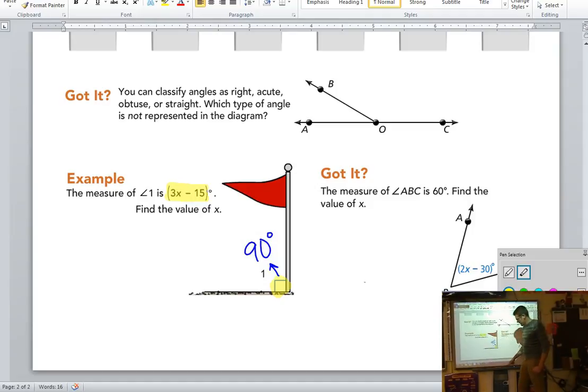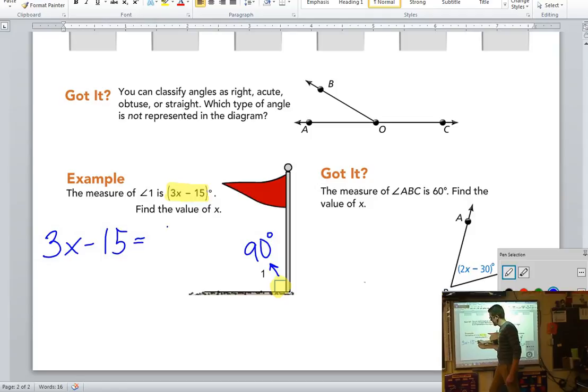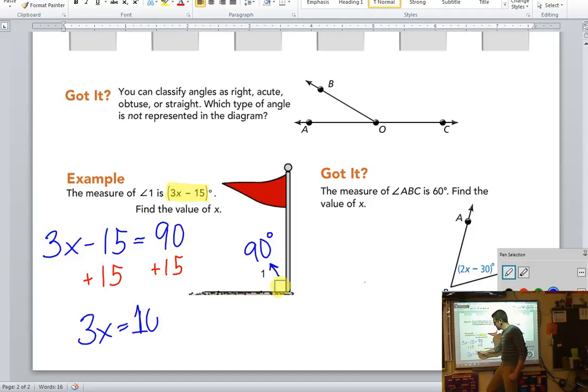So this is when it really turns into the equation solving. I know this angle is equal to 90. I also know this angle is equal to 3x minus 15. So we set up 3x minus 15 is equal to 90, and then we solve this like any equation that we've had before. First thing I do is undo any addition or subtraction. So I add the 15 to both of these. That's going to give me that 3x equals 105. Because the x is being multiplied by 3, we need to divide by 3.